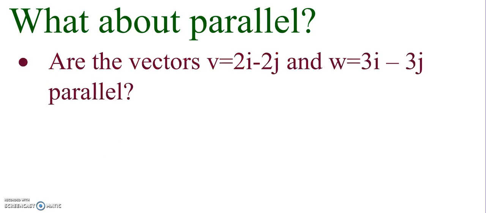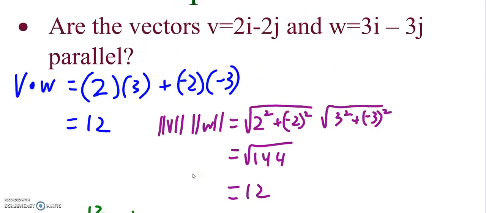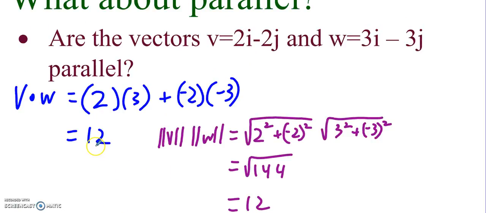Next one. Are the vectors 2i minus 2j and 3i minus 3j parallel? Pause the video. Unpause when you are ready to check. So here we end up with a resounding yes. How do we come up with that? Well, there's actually multiple ways we can do this. We can also kind of think about it, but let's go through the math. So first I found the dot product. So v dot w is 2 times 3 plus negative 2 times negative 3, which is 12.